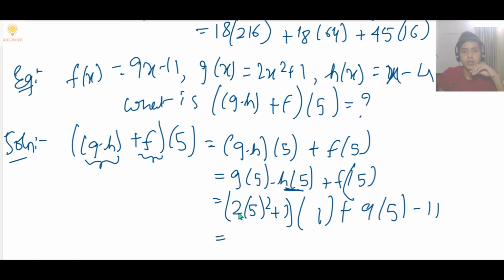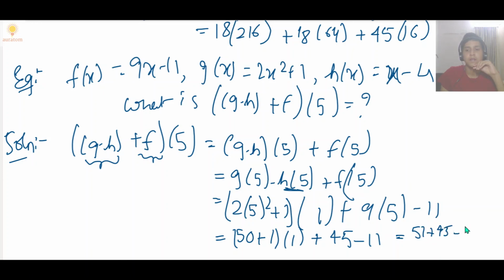So this is going to be 2 into 5 squared, which is 2 into 25, which is 50, plus 1 into 1, and this is 45 minus 11, right? So this is 51 plus 45 minus 11. 51 plus 45 is 86, minus 11. So it is 75. So the final answer to this question is 75.